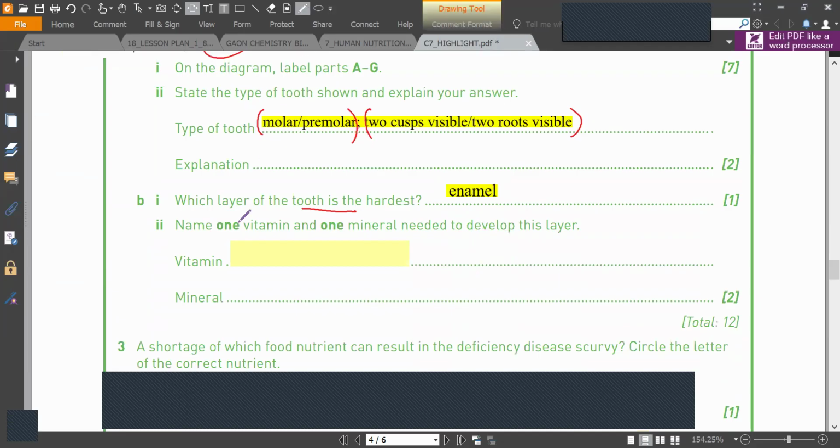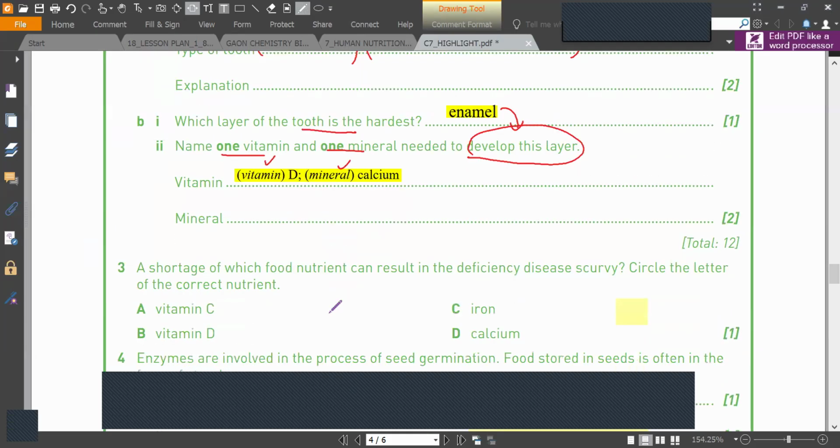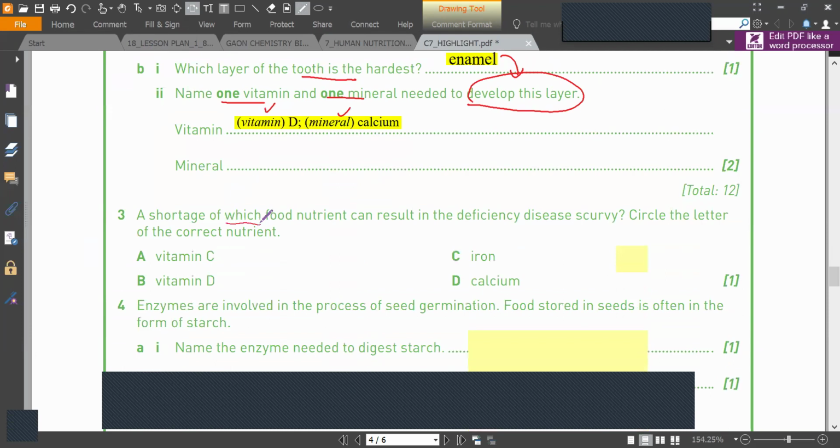Okay, name one vitamin and one mineral needed to develop this layer. So to have the enamel, we need a hard, strong layer to protect our tooth. So we will need vitamin D and the mineral calcium. Okay, straightforward. Next. A shortage of which food nutrient can result in the deficiency disease scurvy?